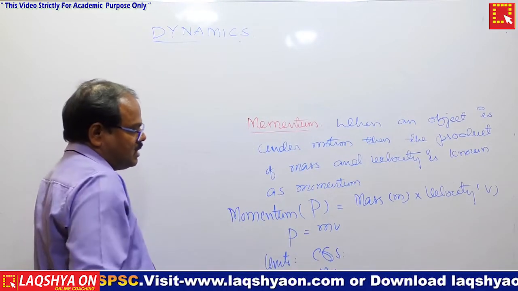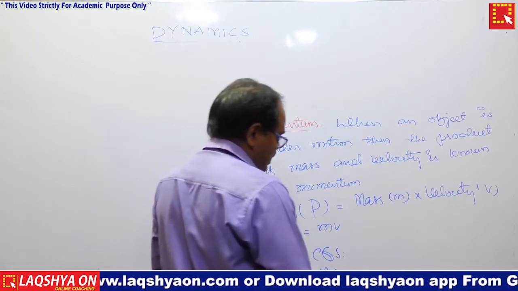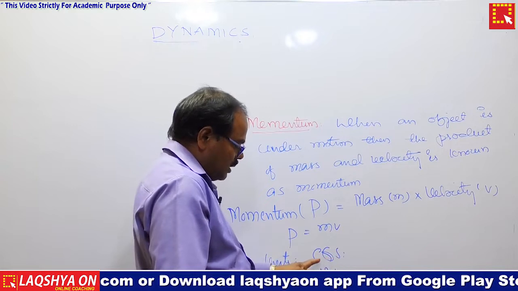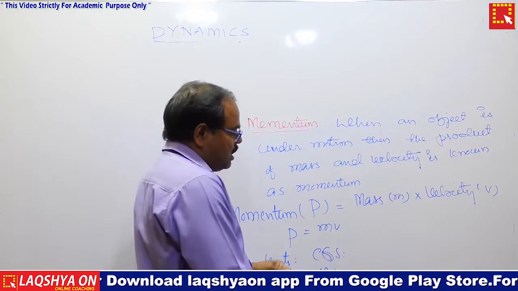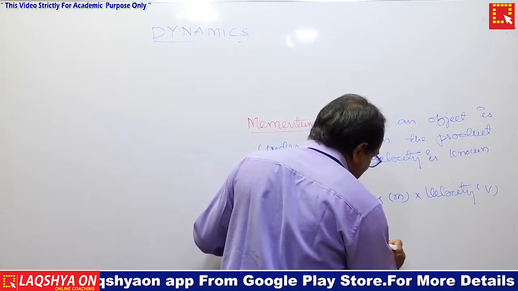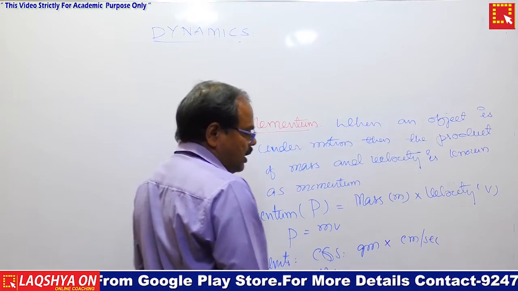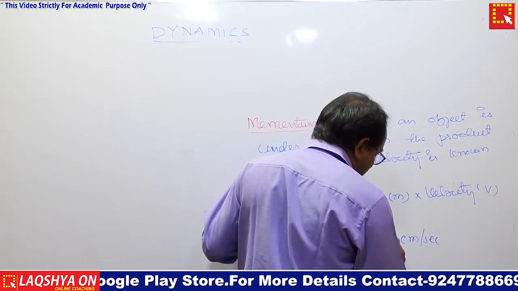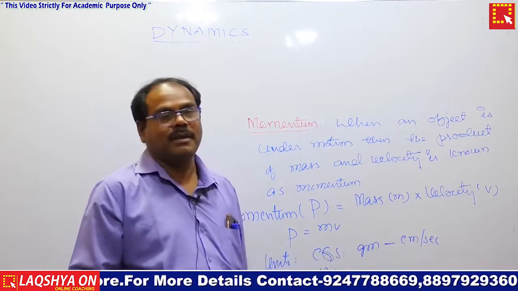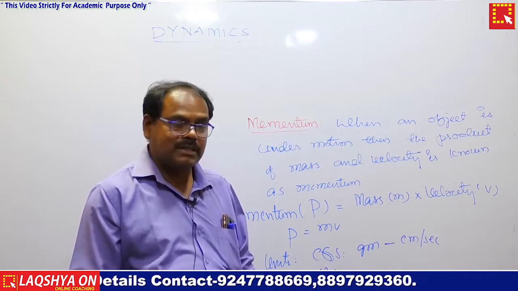The CGS unit for momentum is the CGS unit of mass into the CGS unit of velocity. We know that in the CGS system, length is measured in centimeters, mass in grams, and time in seconds. Therefore, gram is the mass. And velocity, we learned in the last class, in the CGS system is measured in centimeter per second. That is gram into centimeter per second. We don't need to write 'into' here; we write it as a hyphen. Actually, it is not minus; in the case of units, hyphen means into. So gram-centimeter per second.